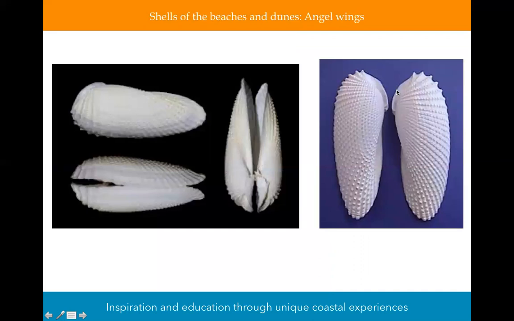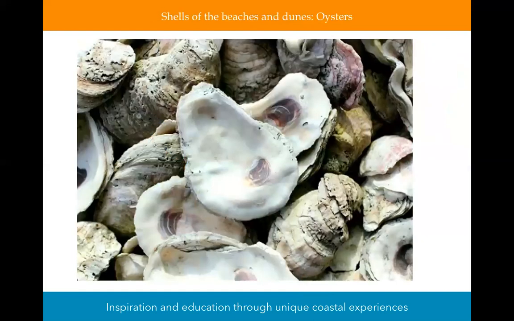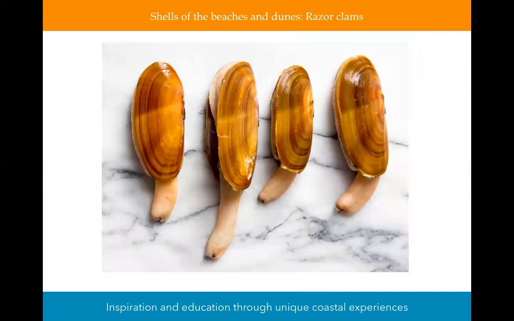There are plenty of seashells to be found on Bolivar Peninsula. Bolivar is known for being a great place for beachcombing. These are some common shells that can be found in the area. Angel wings, scallops, cockles, oysters, and razor clams are all bivalve mollusks that can be found when beachcombing.